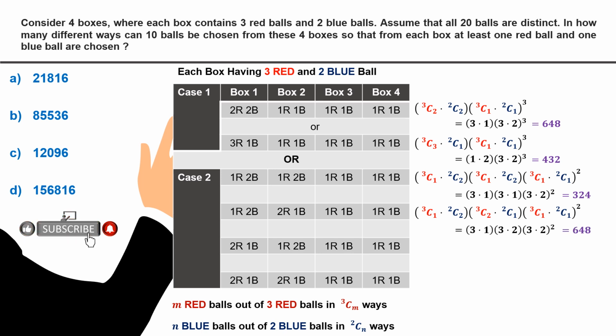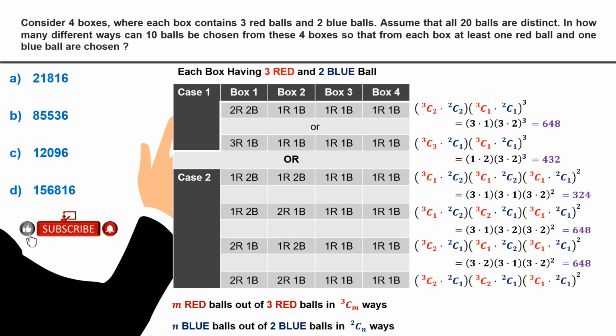For the third case, 2 red, 1 blue, that means 2 red, 1 blue. So 3C2 and 2C1, 3C1 and 2C2, and 3C1, 2C1 whole square. For the last case, it will be 3C2 and 2C1, 3C2 and 2C1, 3C1 and 2C1 whole square, which gives me, once again, 1296. This calculation we have to do separately. Here I do that directly. That's it. So now for the different cases, we are able to compute all the possible ways of doing this. Let's go ahead.